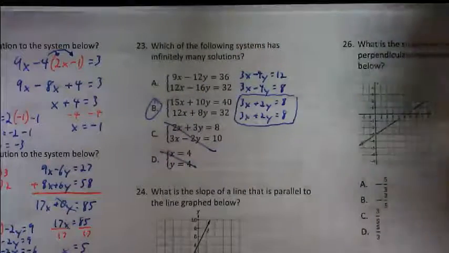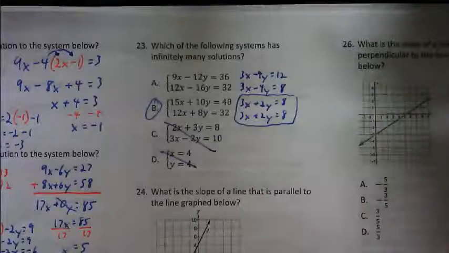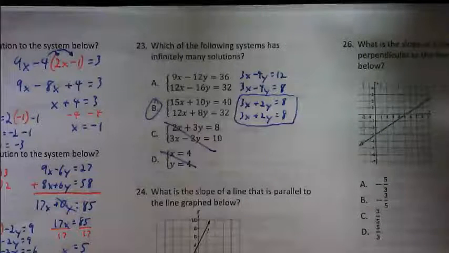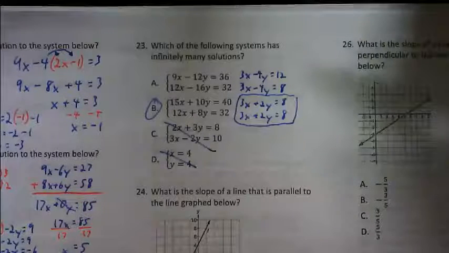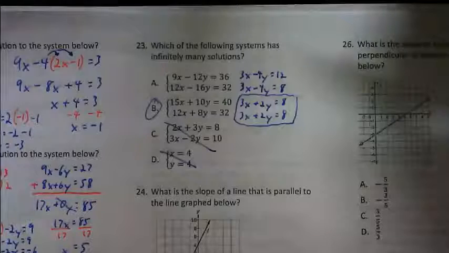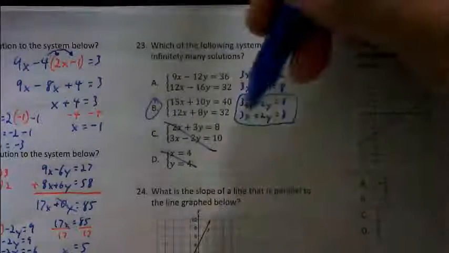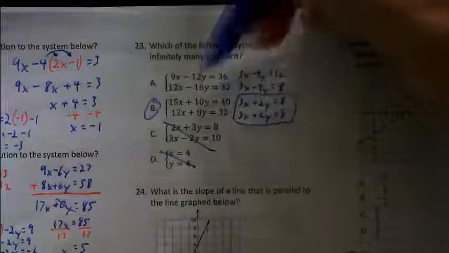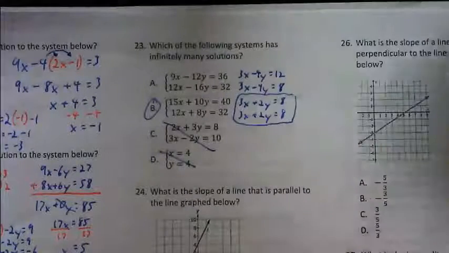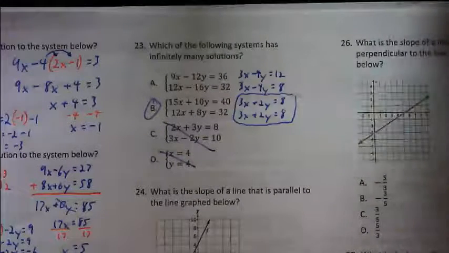Again, in order to have infinitely many solutions, that means both equations are exactly the same. Could you go through and actually solve for each one of those? Yes. But knowing that in order to get infinite solutions the equations have to be the same, by just dividing out the common factors, you're able to find which one it is a little bit faster.